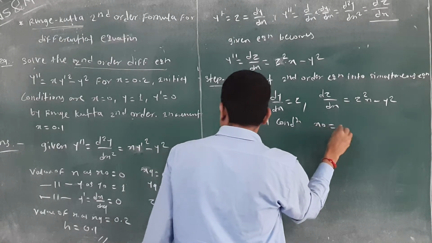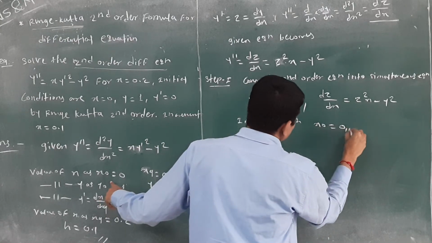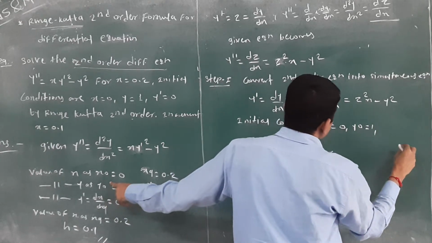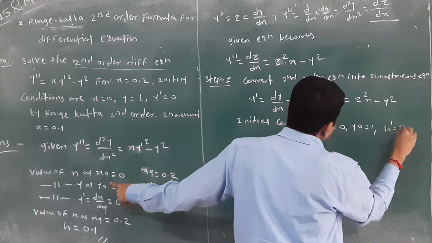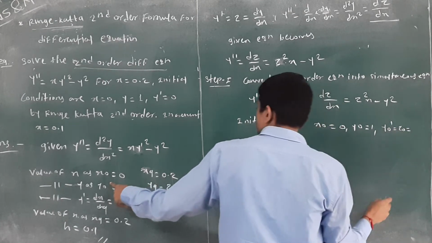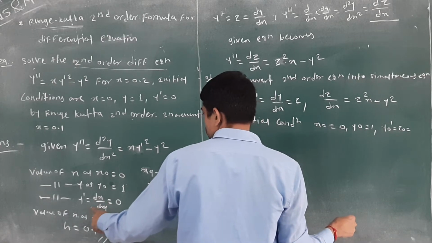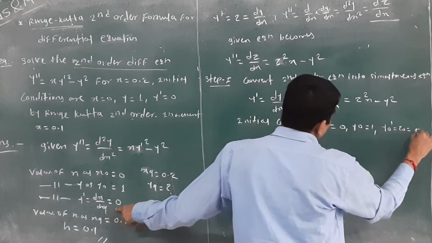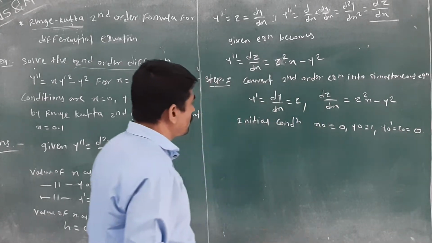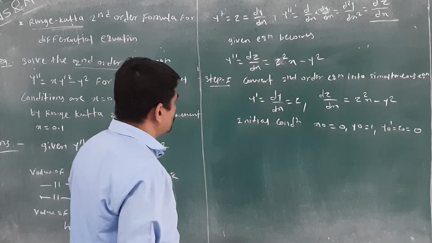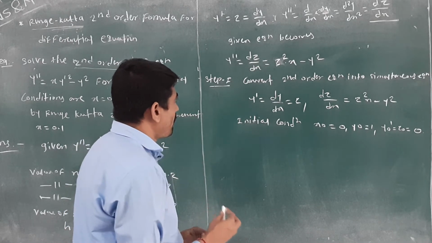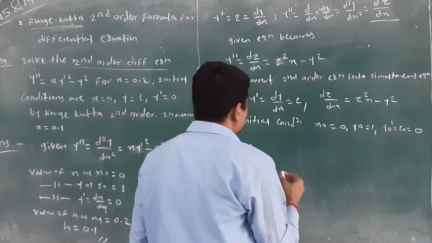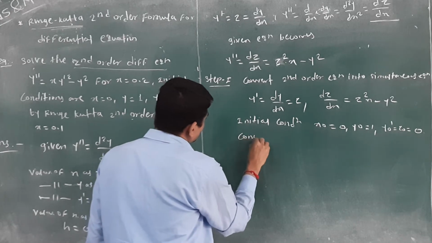Here you have been given x0 as 0, y0 as 1, and y0 dash, or we can say z0, is equal to what? y0 dash or z0, or dy by dx, is equal to 0. These three initial conditions have been given. Then I am considering the second function. Check that, considering those functions.